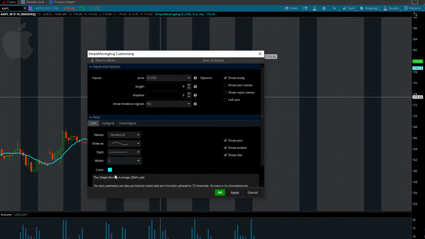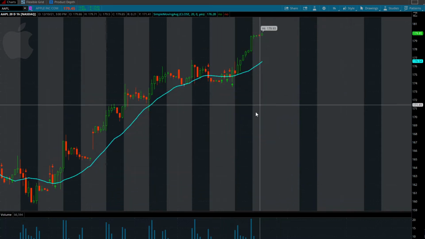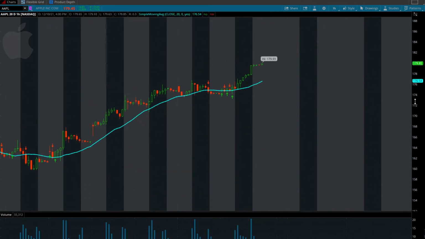I'm going to change the width to 2 just so it's a little bit thicker so I can see it. Color's fine as it is. And then let's change the option here to show breakout signals to yes. On the length, we're going to change the 9 standard on here to 20. So we get the 20 SMA. We're going to apply that. And here we are going to see the 20 period moving average on our screen.